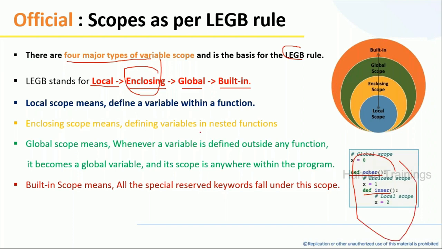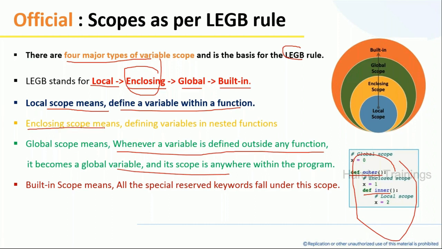Now, local scope means defining a variable within a function, that we already did. Global means whenever a variable is defined outside of a function, that is global. The third one is enclosing scope, meaning defining variables in a nested function. What is the meaning of nested functions? If I declare a function within another function, that is called enclosing. Are you getting me? Now, all special reserved keywords are under the built-in scope.